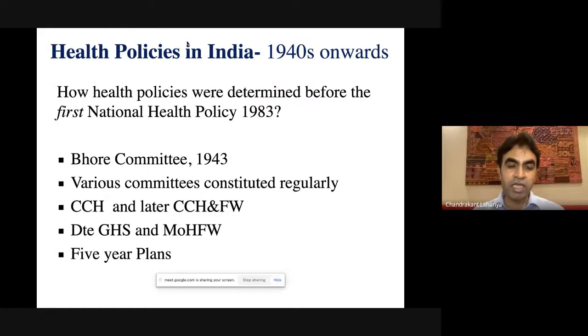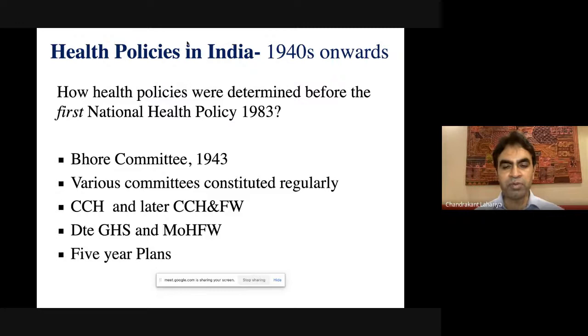Now, coming to India, India started on various health policies well before independence. Yes, that's true. But India's first national health policy was released in 1983. And since then, there are two more policies. The second national health policy came in 2002, and then the third national health policy came in 2017. We will talk about national health policy 2017 a little later.